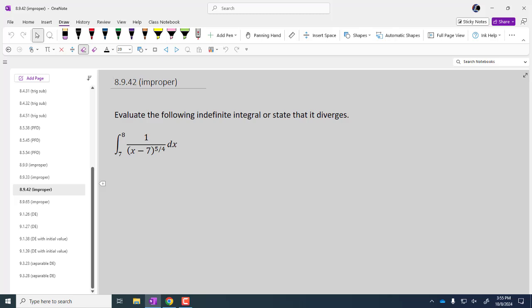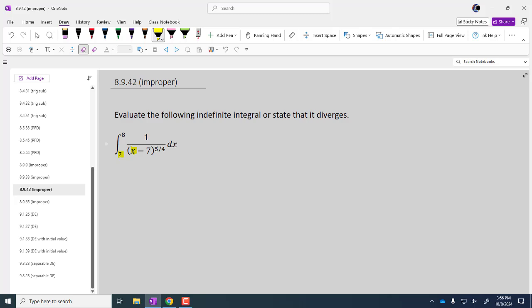So vertically unbounded is not as obvious because you don't see the limit of infinity or minus infinity. But what we notice is that this is not a definite integral because this denominator is not defined at 7. So we've got an asymptote at 7. So it's vertically unbounded, this region.